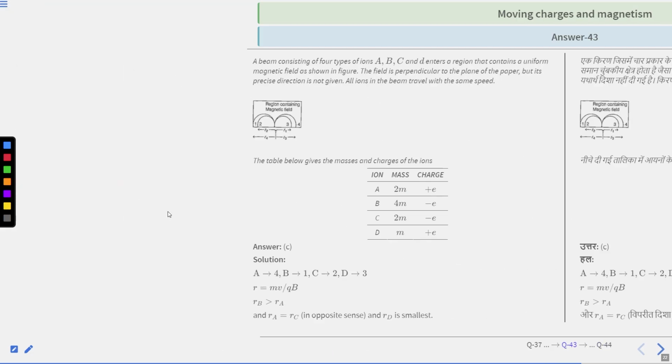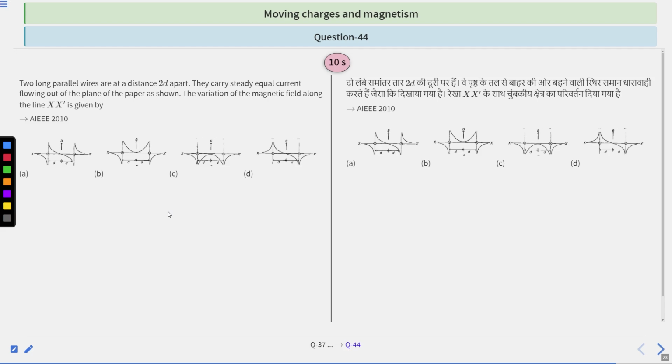Next question. Question 44. Two long parallel wires are at a distance 2d apart. They carry steady equal currents flowing out of the plane of the paper as shown. The variation of the magnetic field along the line x x prime is given by what? Option A, option B, option C or option D. You have 10 seconds to solve this question. After 10 seconds, we will provide the solution of this question.